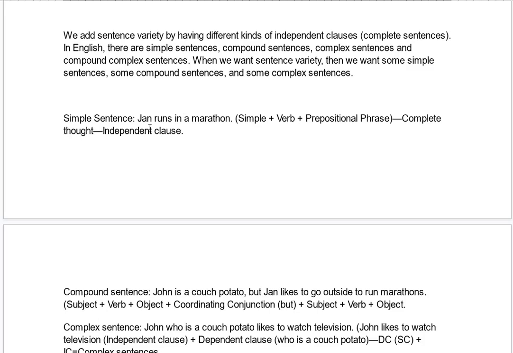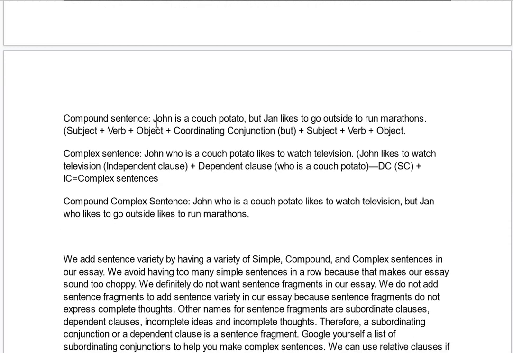So a simple sentence: Jan runs in a marathon. Subject, verb, object. A compound sentence: John is a couch potato, comma, coordinating conjunction, Jan likes to go outside to run marathons. So subject, verb, object, coordinating conjunction, but you have your comma there, subject, verb, object.